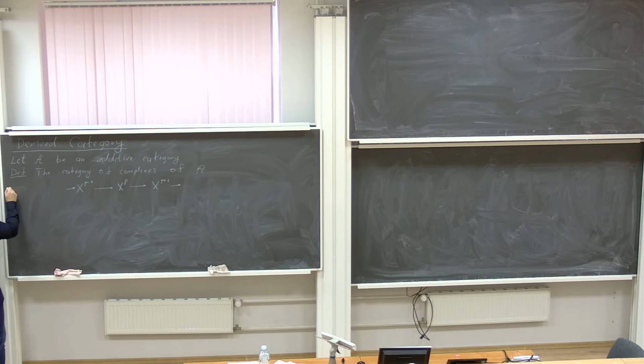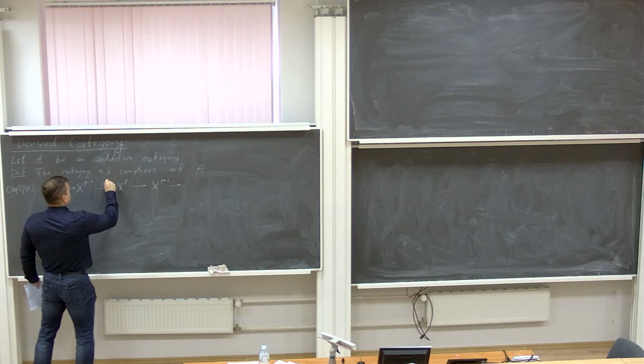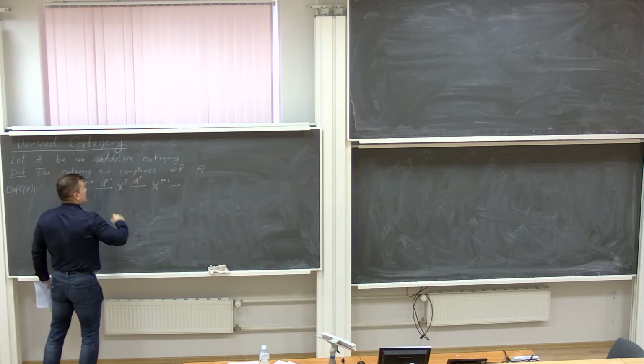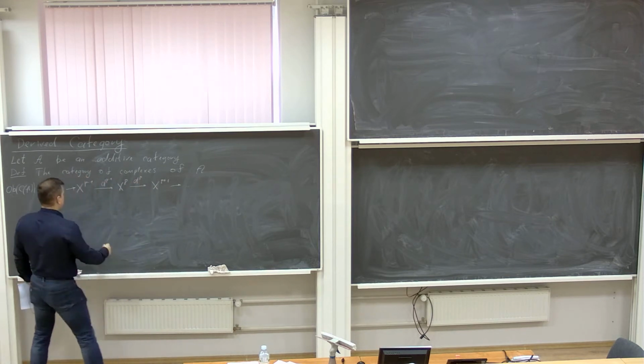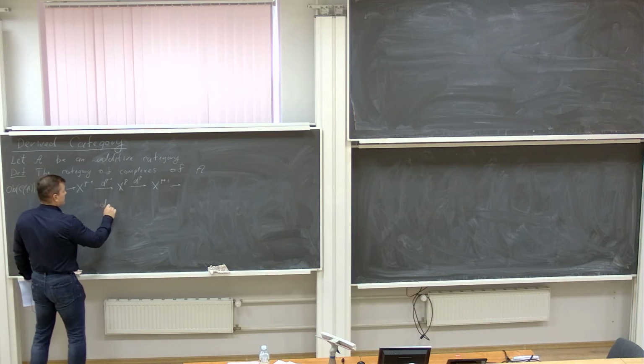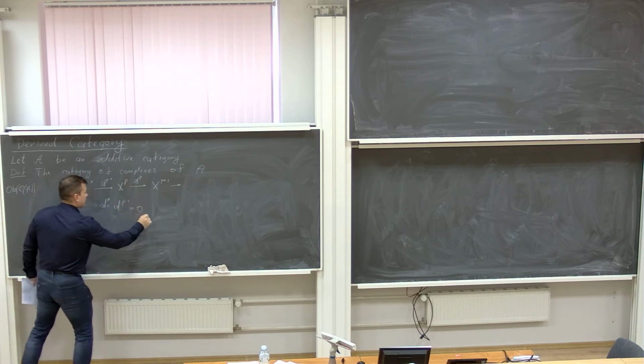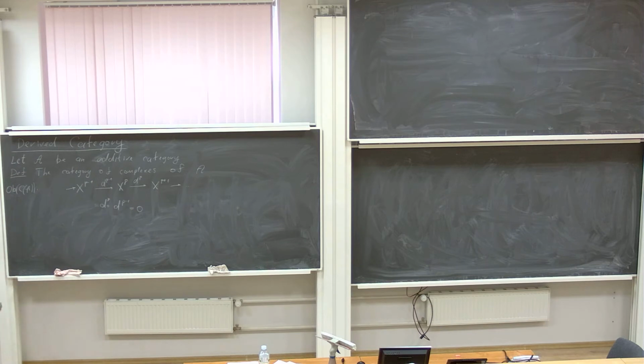So if I want to define objects of the category of complexes, these are the objects. But I have all these maps. So this map is d p minus 1, d p, etc. And of course, I want the property that if I take the composition of two consecutive maps, I'm supposed to get 0. So that's a complex.